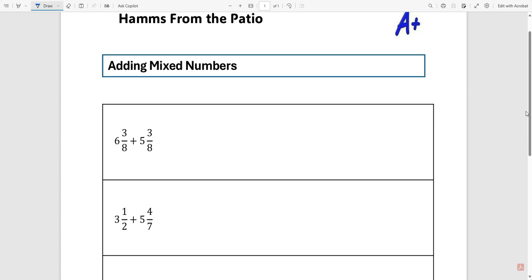I'll just go ahead and simply add the whole parts. The 6 plus the 5 is 11. And now, since the denominators are the same, I can just go ahead and add the numerators. 3 plus 3 is 6. And we'll keep the denominator 8.